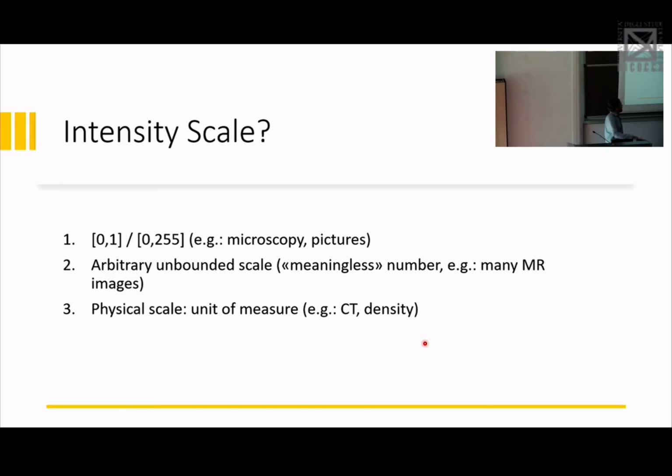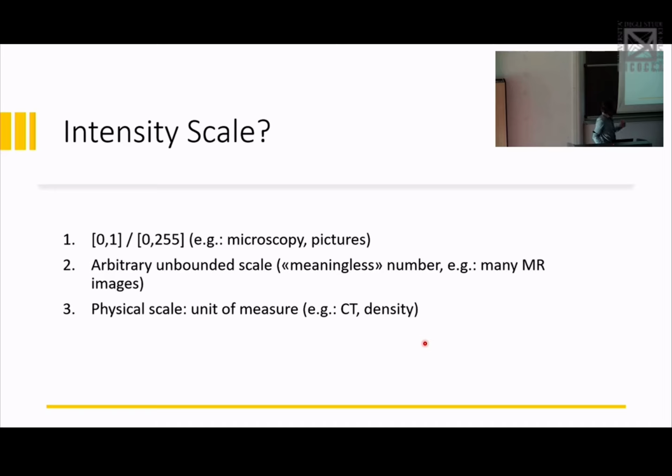You can also have a completely arbitrary unbounded scale, which means a meaningless number. In many MR images, you have this kind of data. You take a look at one pixel and it says 15,000, whatever, it's irrelevant. This means that you then need to find a way to transform this into something that makes sense. And generally you do that thinking about human vision.